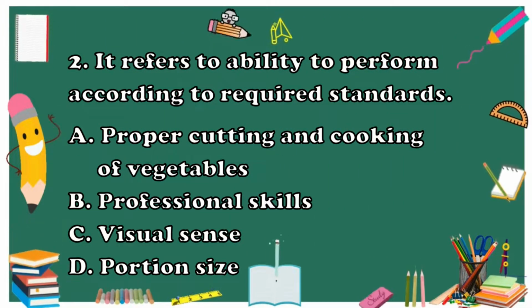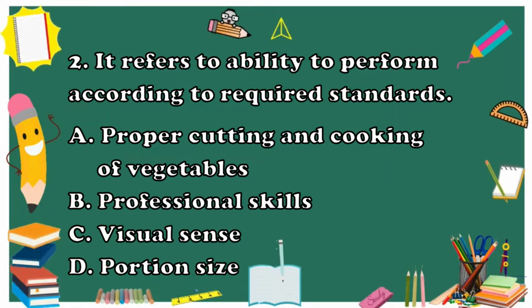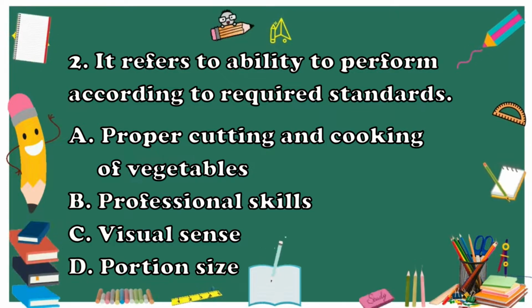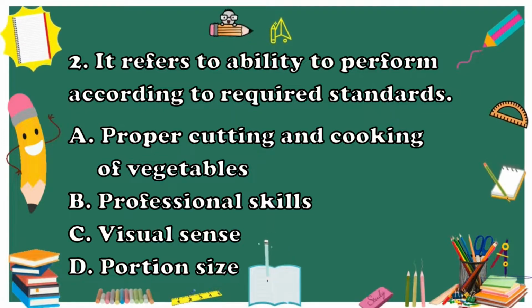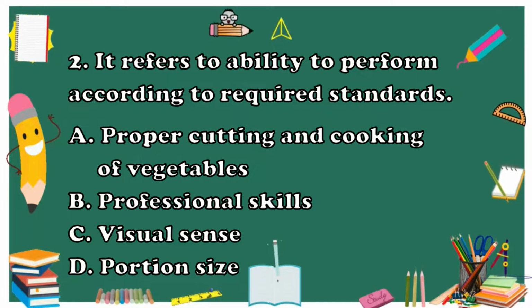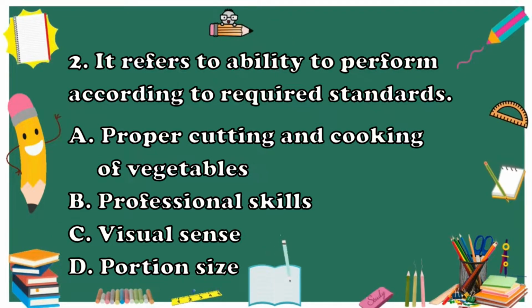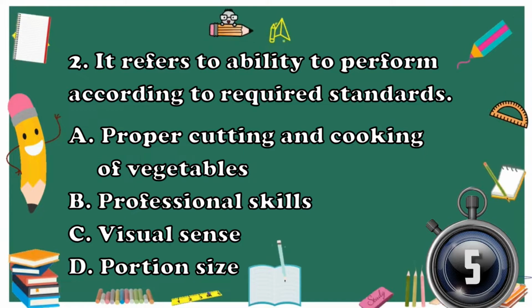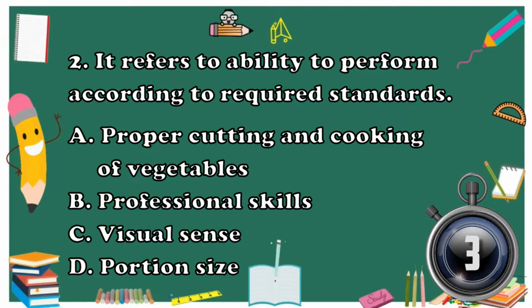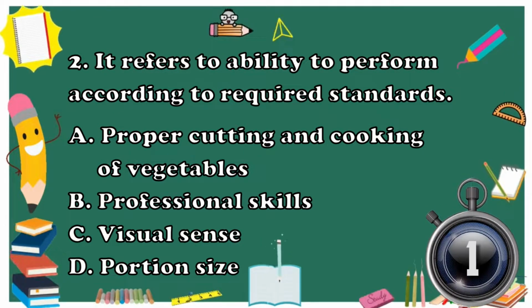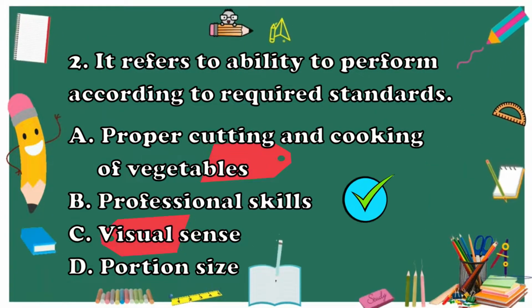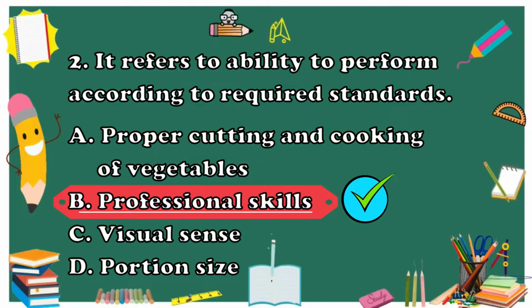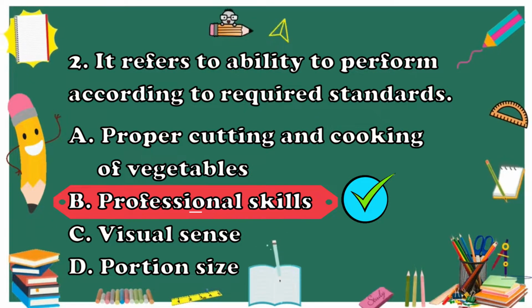Number 2. It refers to ability to perform according to required standards. Is it A, proper cutting and cooking of vegetables? Letter B, professional skills? Or letter C, visual sense? Or letter D, portion size? If your answer is letter B, professional skills, then you got the correct answer.